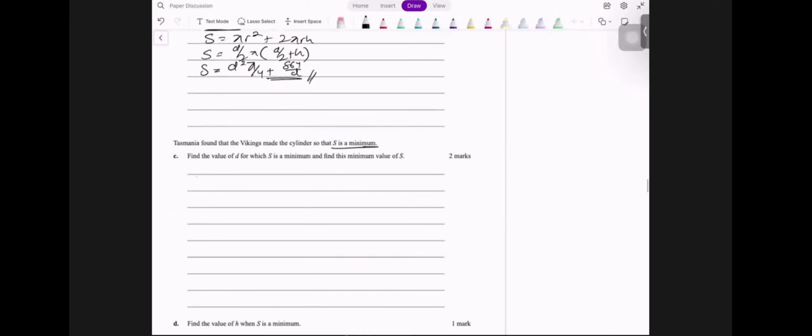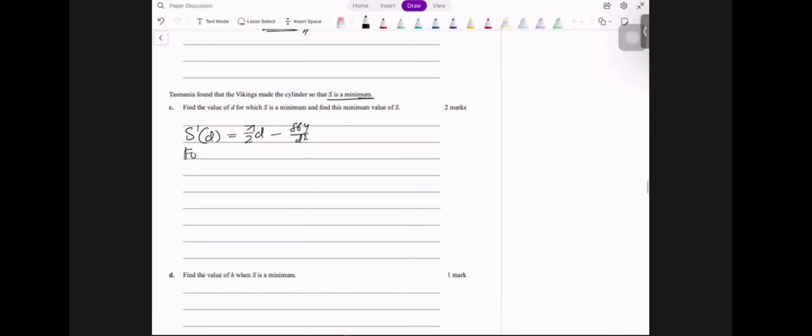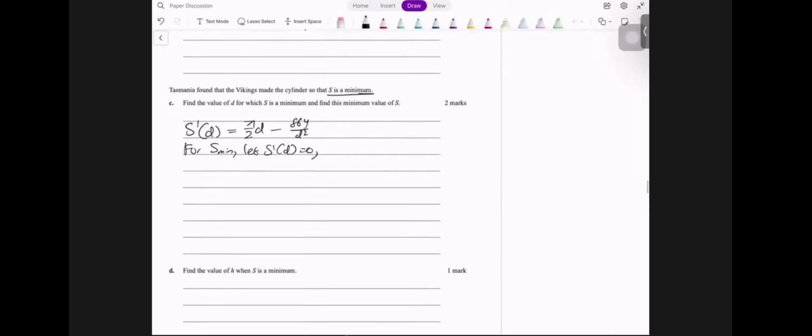So we know for minimum, we just have to do a bit of calculus. So I'll find S'(D), which would be pi on 2D minus 864 on D squared. And so for the minimum surface area, with S'(D) equal to 0, I'll just write the first part here: pi on 2D minus 864 on D squared equals 0.